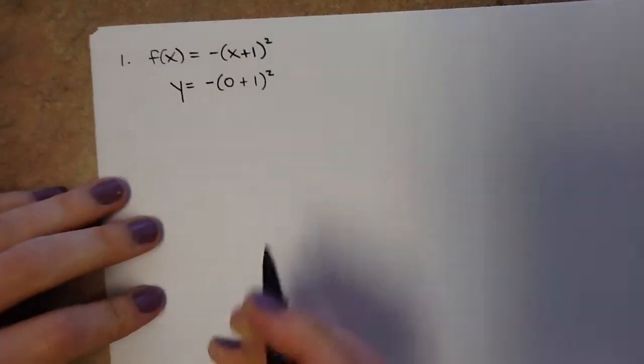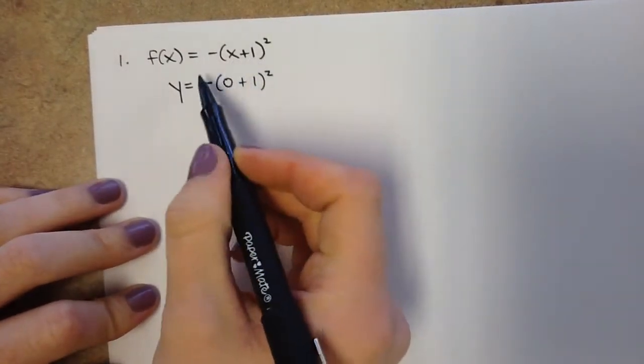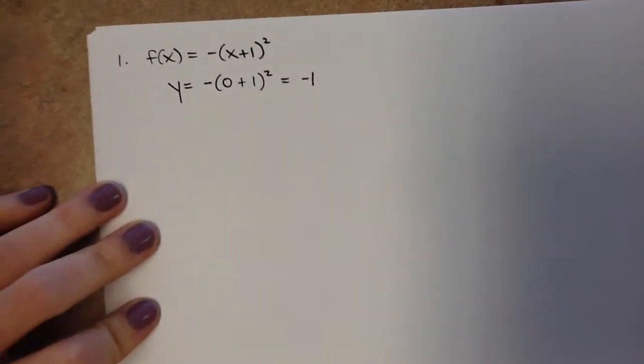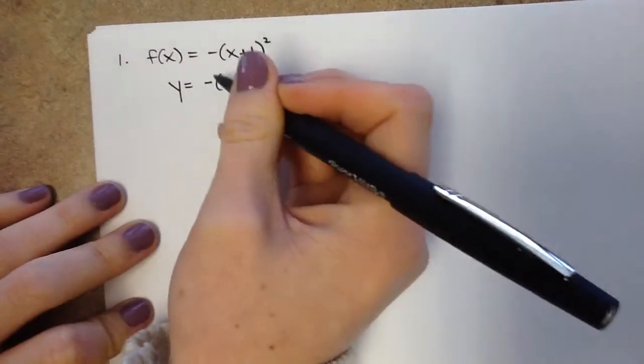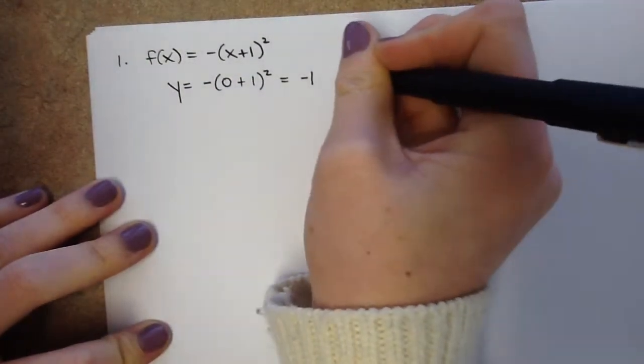And then we can simplify this up. So 0 plus 1 is 1. We square it, we get 1. Then we make it negative. And so this ends up being a negative 1. Be careful with that. The negative on the outside means our answer does end up negative at the end. And so that is letter B.